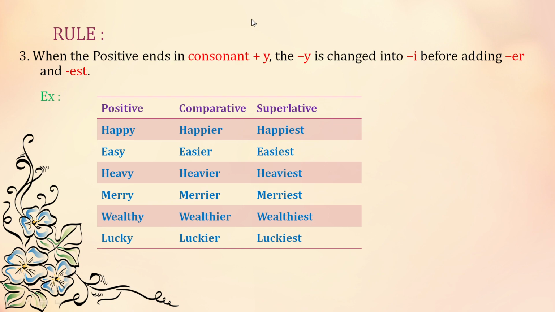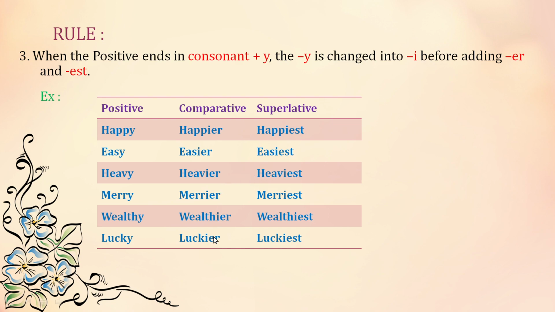So in such case, what we will do, you have to change Y into I, and then we will add ER and EST. Okay, let's take an example. Happy. Happy is ending with a consonant plus Y. So I change this Y into I, and simply add ER. Happier. Happiest. Same way, easy. It's ending with a consonant plus Y. Y is again changed into I in both the degrees, and we simply add ER for comparative and EST for superlative.